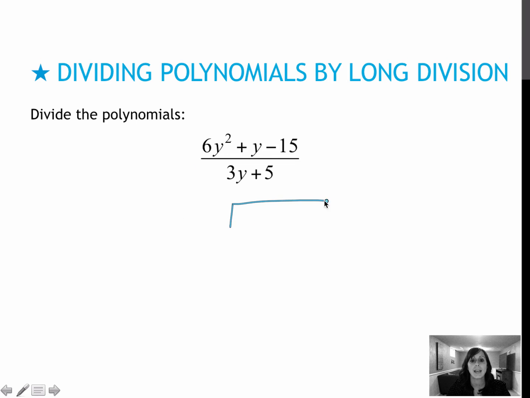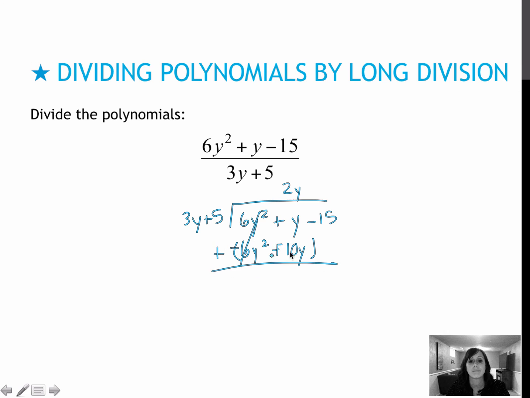For this one, again, I will start with the 6y squared plus y minus 15 on the inside and a 3y plus 5 on the outside. 3y goes into 6y squared 2y times. 2y times this whole thing gives me 6y squared plus 10y. Then I subtract it, which means I'm going to do some ching ching.